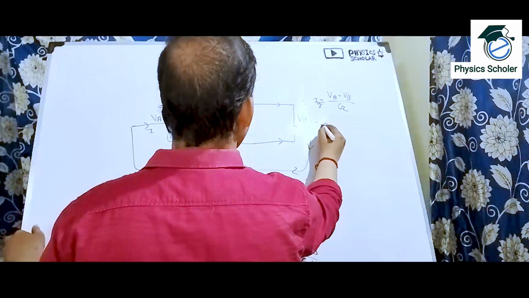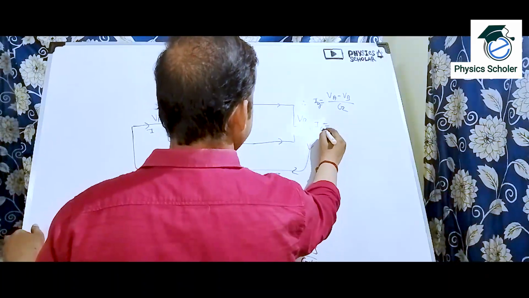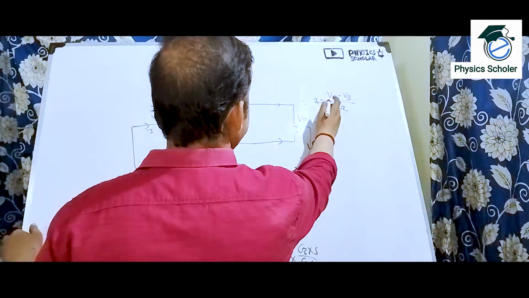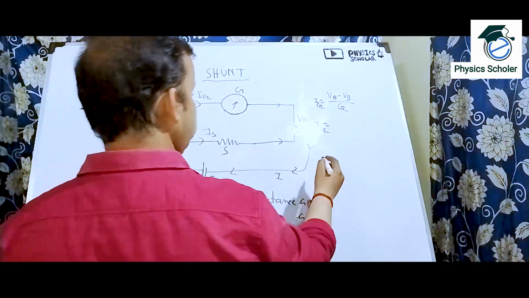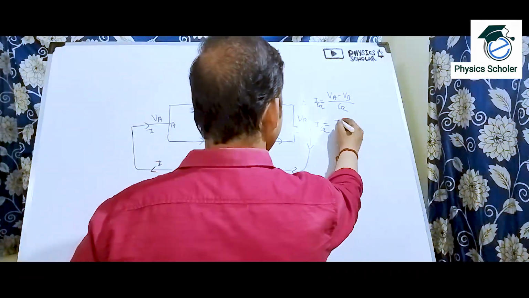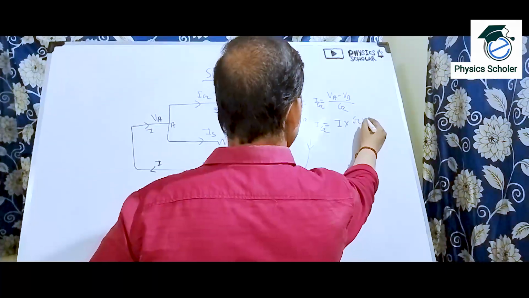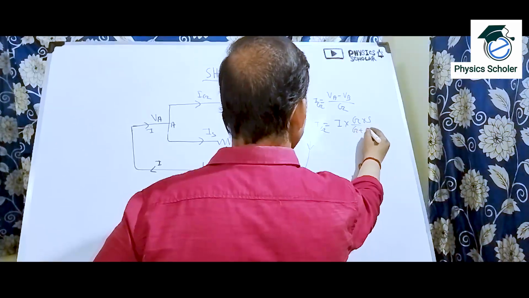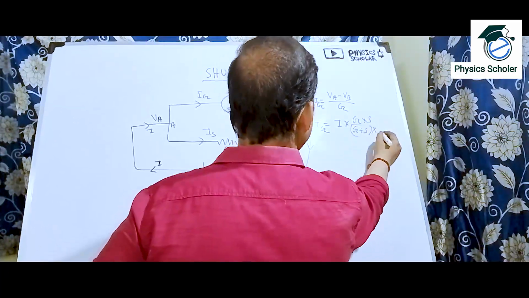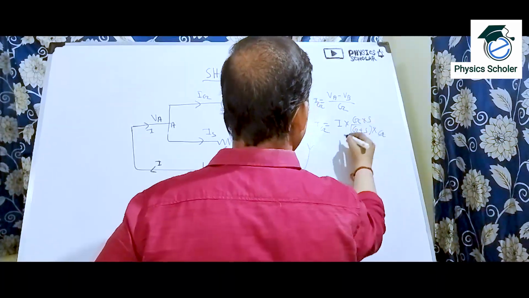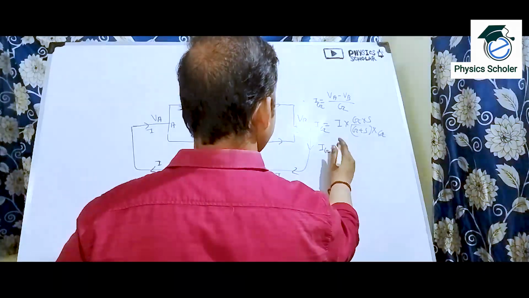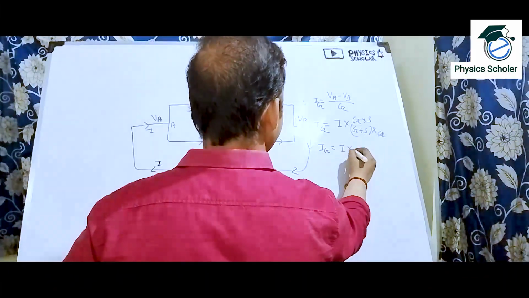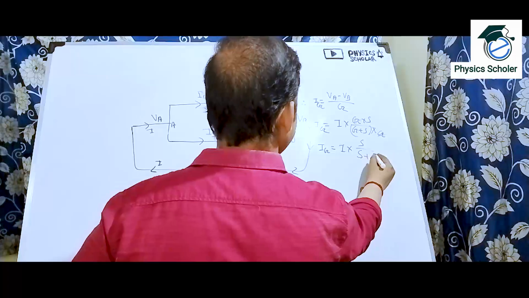So IG is equal to VA minus VB by capital G. I am using capital G here. So IG is equal to I into G into S divided by G plus S, into 1 by G. So G will be cancelled. So IG is equal to I into S by S plus G.